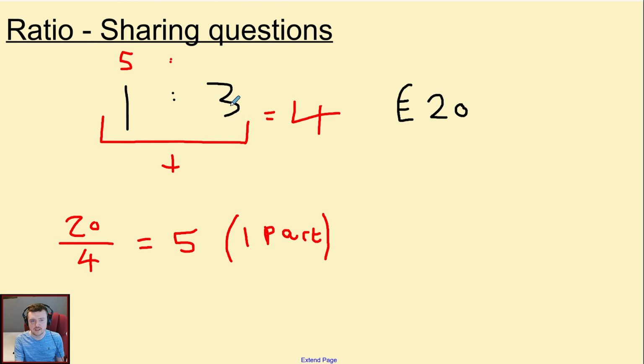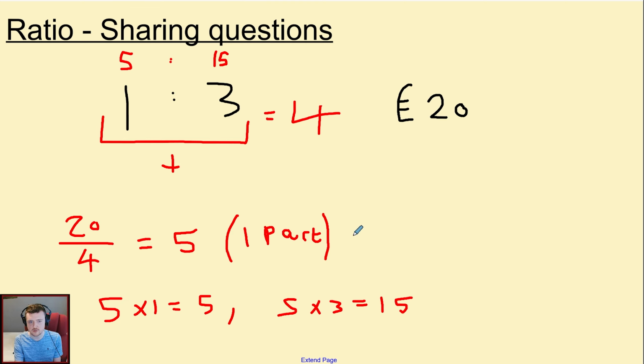But what about the 3? Well, if one part's worth 5, then 3 parts must be worth 3 times as much as 5. 3 times 5 is 15. So we end up with 5 to 15. Our working out would be like this. You do 5 times by 1 is 5, and 5 times by 3 is 15. And so we end up with those two numbers there. To check our answer, we make sure that when we add them up again, we do get 20.